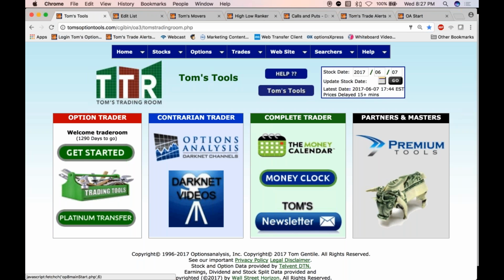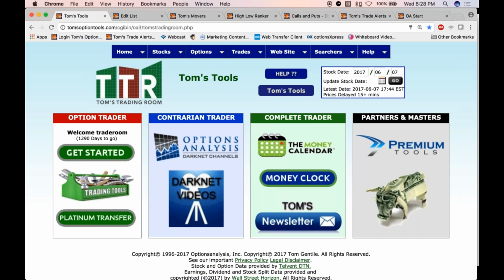I'm going to go into all of these over the course of the month. This week we're going to stay in Option Trader. Next week we're going to pop into Contrarian. The week after, week 3, it's Complete Trader. And then in week 4, I'm going to show you something that our partners and masters have access to. So let me show you where I want to go.